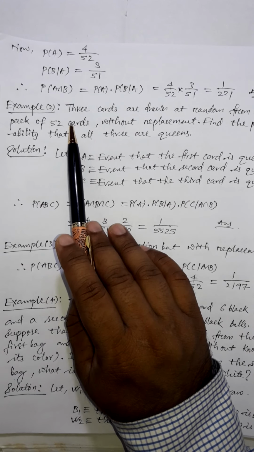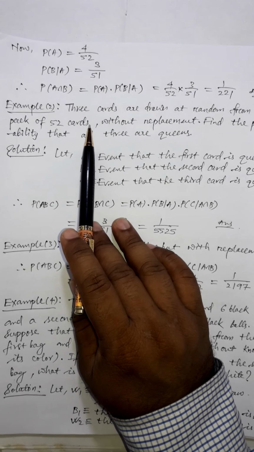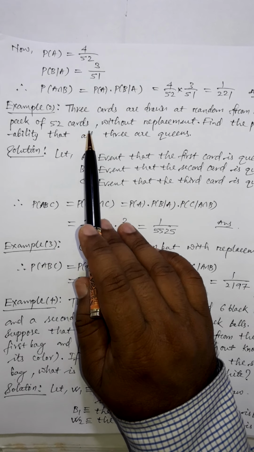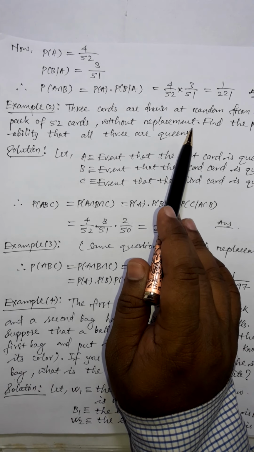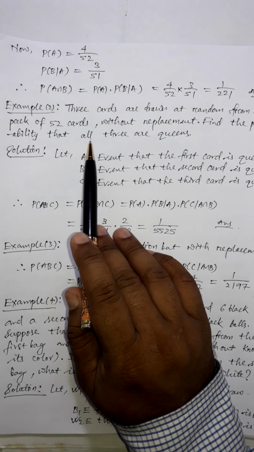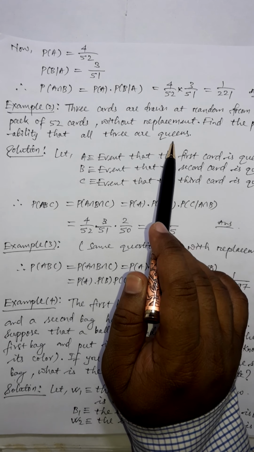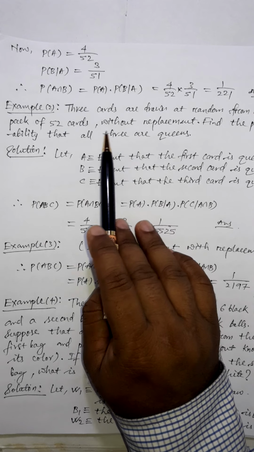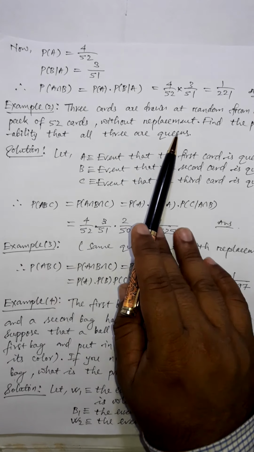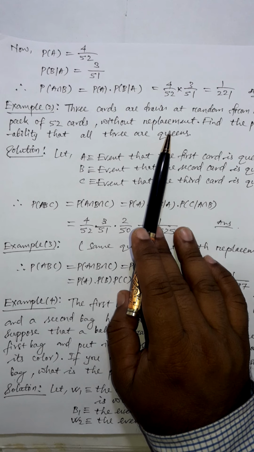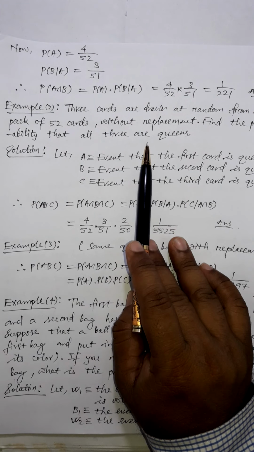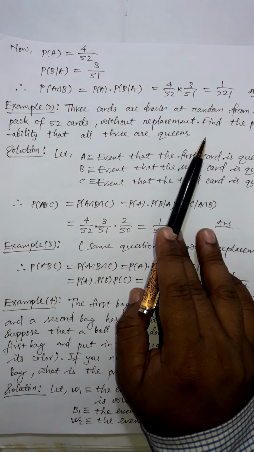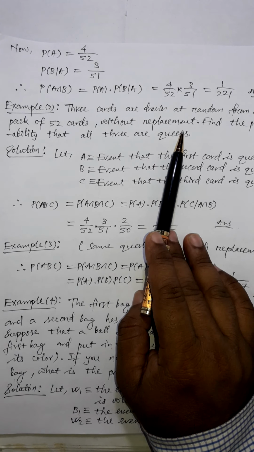Okay friends, now come to example 2. Here 3 cards are drawn at random from a pack of 52 cards, that is without replacement. Now, what is the probability that all 3 cards are queens? So, here 3 cards are drawn one by one from that bundle of 52 cards, and that is without replacement. That means after each draw, 1 card will be less in the bundle. The number of cards in the bundle will reduce by 1 after each draw, because we are not replacing it.